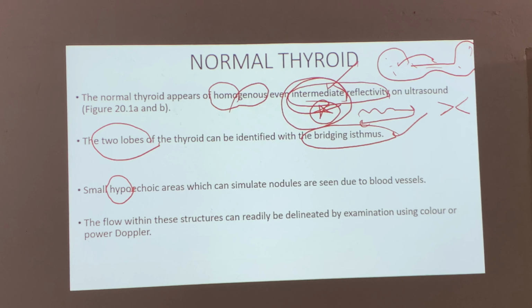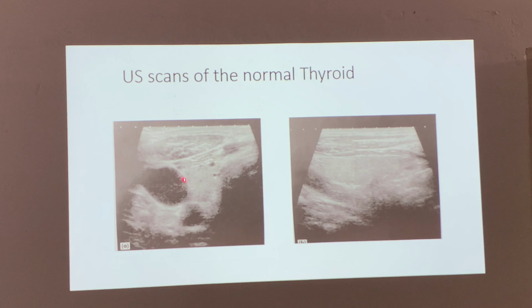So hypoechoic areas simulate the nodules, which are due to blood vessels. This is especially in the normal thyroid gland. As you could see in this particular image, I am not an expert in ultrasound, maybe hyperechoic or hypoechoic. This is the one which looks like a nodule, as you could see in the gland. We will take the help of a radiologist also to present these slides. So maybe this should be taken as normal, and the blood flow here is more.